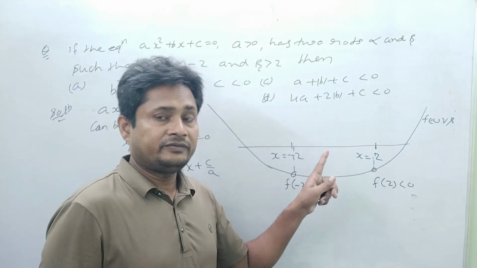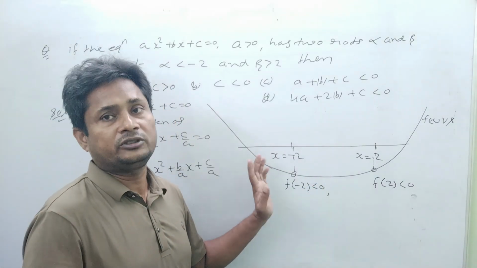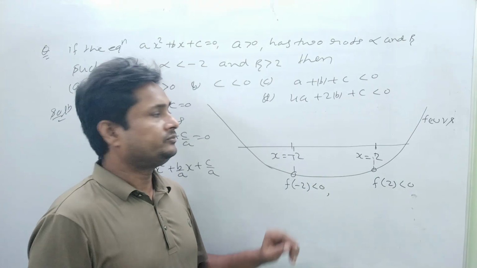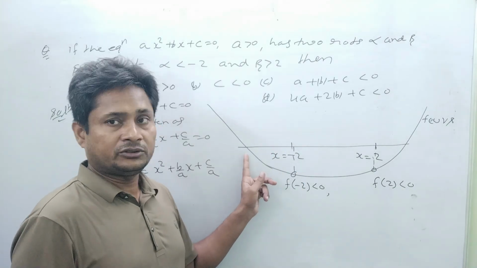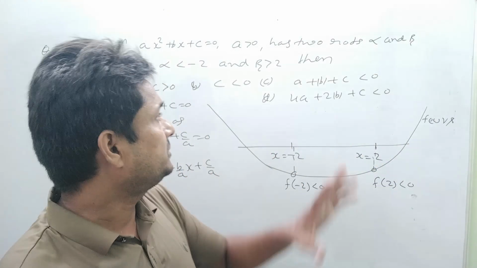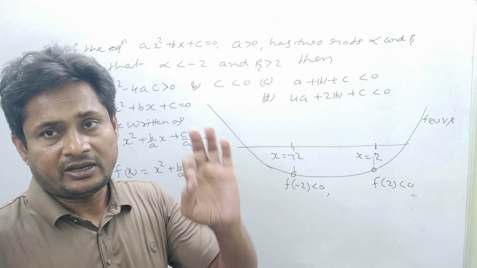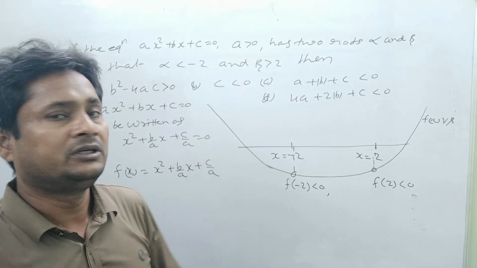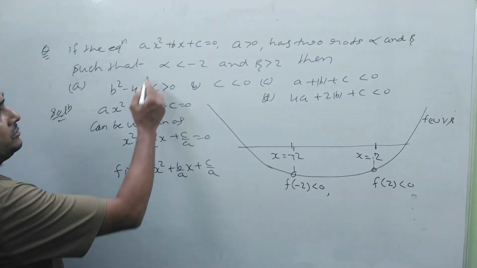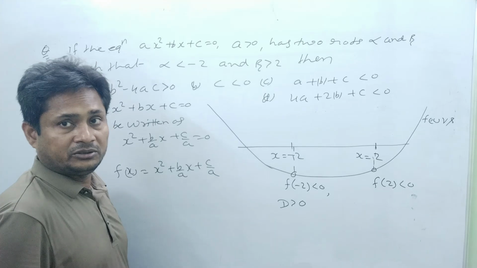And from the graph, this graph is having two distinct roots, because one root is less than minus 2 and the other root is greater than 2. That means the quadratic equation ax square plus bx plus c equal to 0 will have two distinct roots. So for two distinct roots, discriminant must be greater than 0.